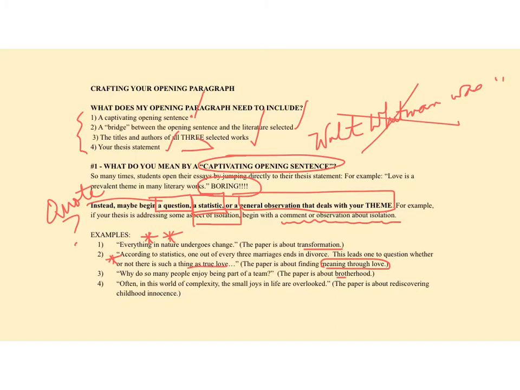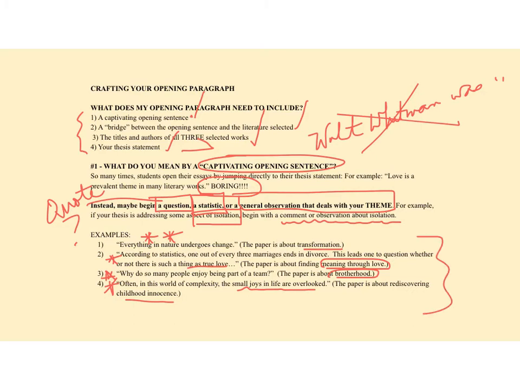Let's say your paper is about brotherhood. You could begin with a question. Why do so many people enjoy being part of a team? And then you would elaborate on that, right? And if your paper is about rediscovering childhood innocence, you could start with the general observation, often in this world of complexity, the small joys in life are overlooked. So you have a couple of different ways.